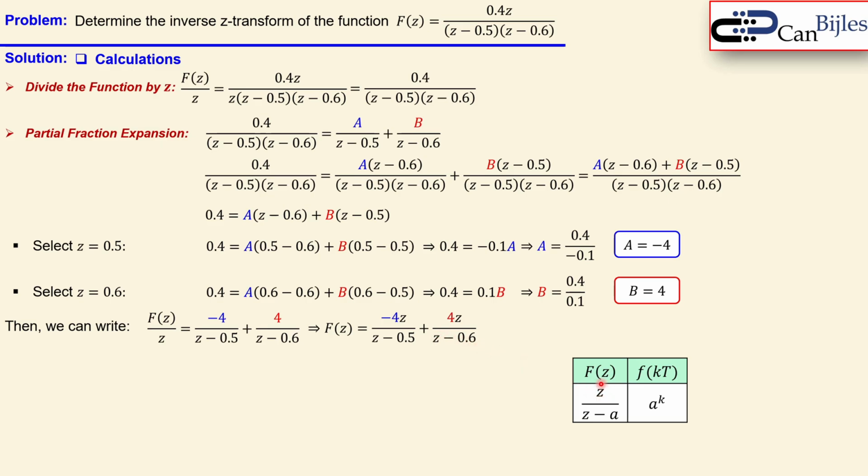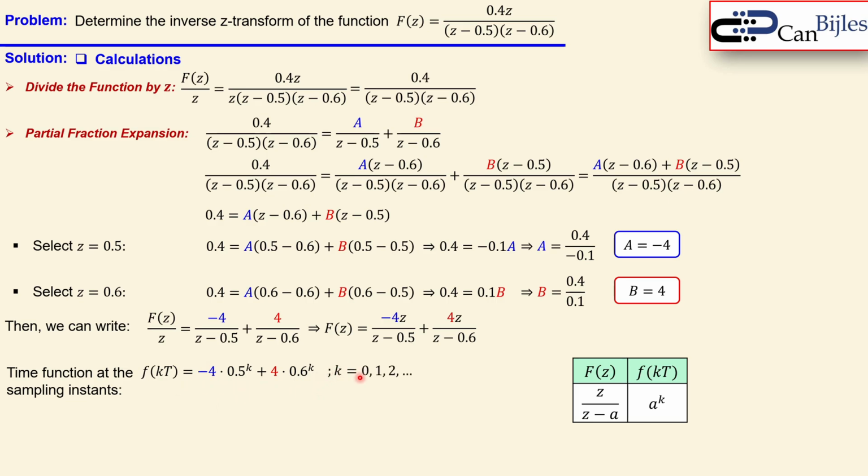So actually similar to this table, the time function at the sampling instance can be calculated using this table by looking at our expression in the z domain. We have minus 0.4 times 0.5 to the power k, and then plus 4 times 0.4 to the power k again. This can be put together because now we have a 4 and a 4 there, so we can take the 4 out.